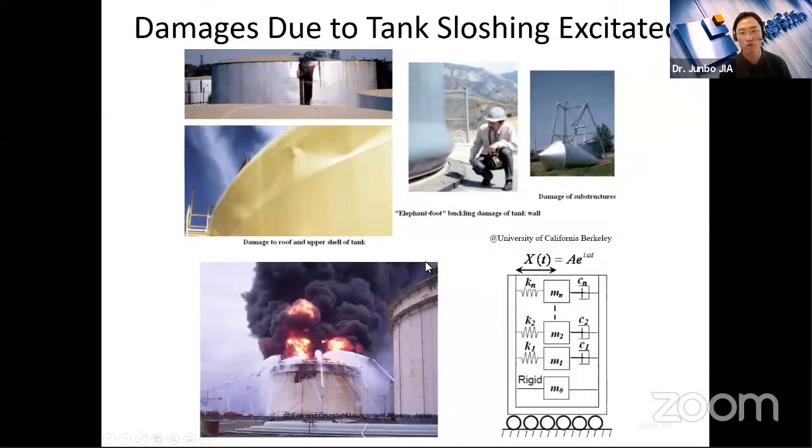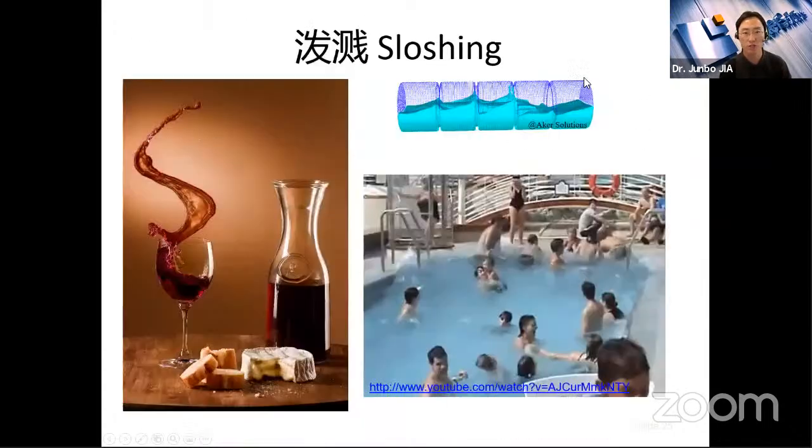And nowadays we know that those sloshing problems can be analyzed either through some numerical method like computational fluid dynamics, as I mentioned, or through even a simple mass spring system, like our dynamic system, to model different levels of water to try to simulate the behavior of those sloshing problems.